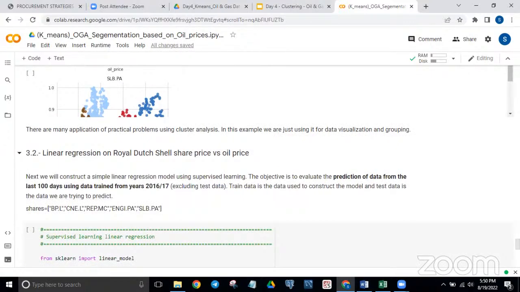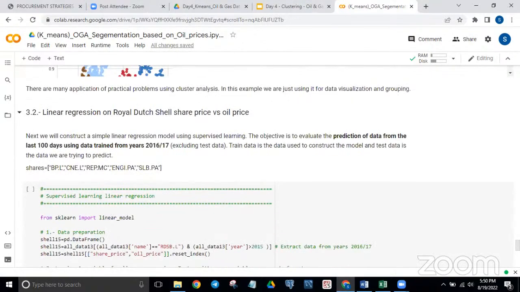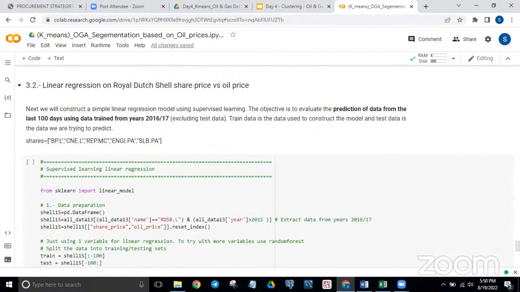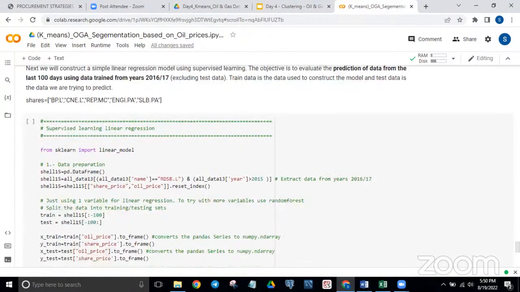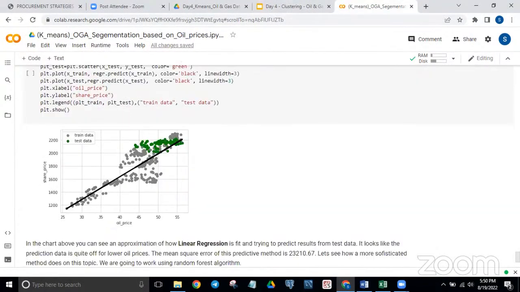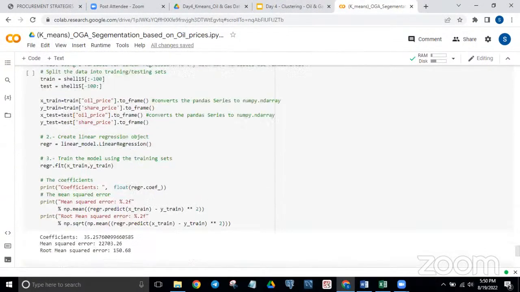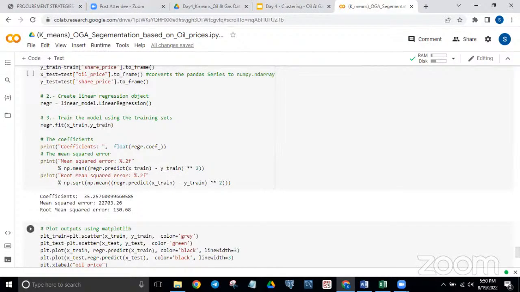We can also perform supervised learning. Here we can see the linear regression. I have used the linear regression, and based on that I have got some values here. You can see the data, and the mean value, the root mean square error, the RMSE value that I have calculated.